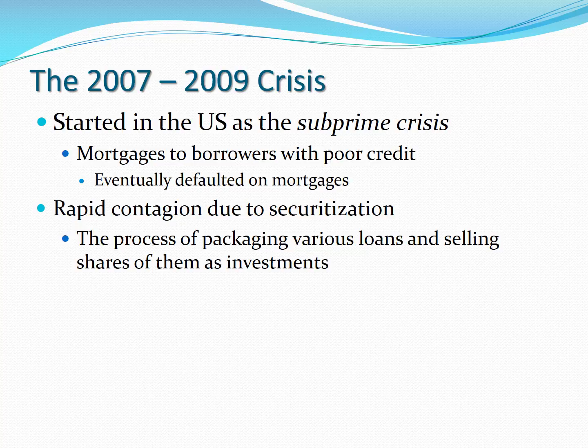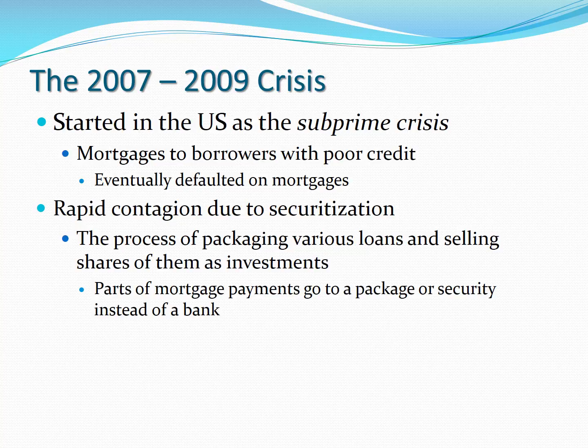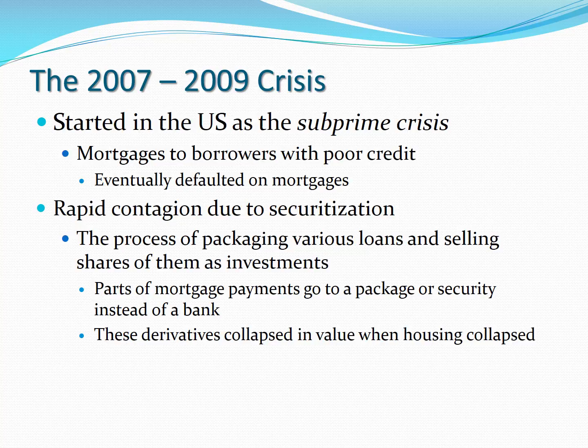So the securitization then is just packaging these loans and selling them as bonds, selling shares of them. So again, what happens is the mortgage payments go back to this package instead of the original bank. The original bank could care less if the mortgage borrower does not pay back their loan. It's not their concern. So you could lend to anyone. So these derivatives collapsed, and then when the housing value collapsed, it was a big mess.